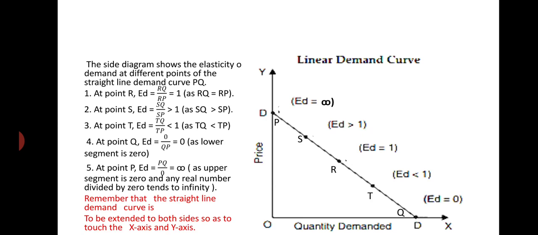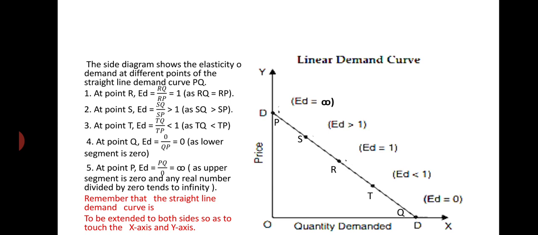Let us discuss. The side diagram shows the elasticity of demand at different points of the straight line demand curve PQ. PQ is the straight line demand curve given here. What is the elasticity of demand at point R? What is the elasticity of demand at point S? And what is it at T? What is ED at Q? And what is ED at P? Elasticity of demand at point P.